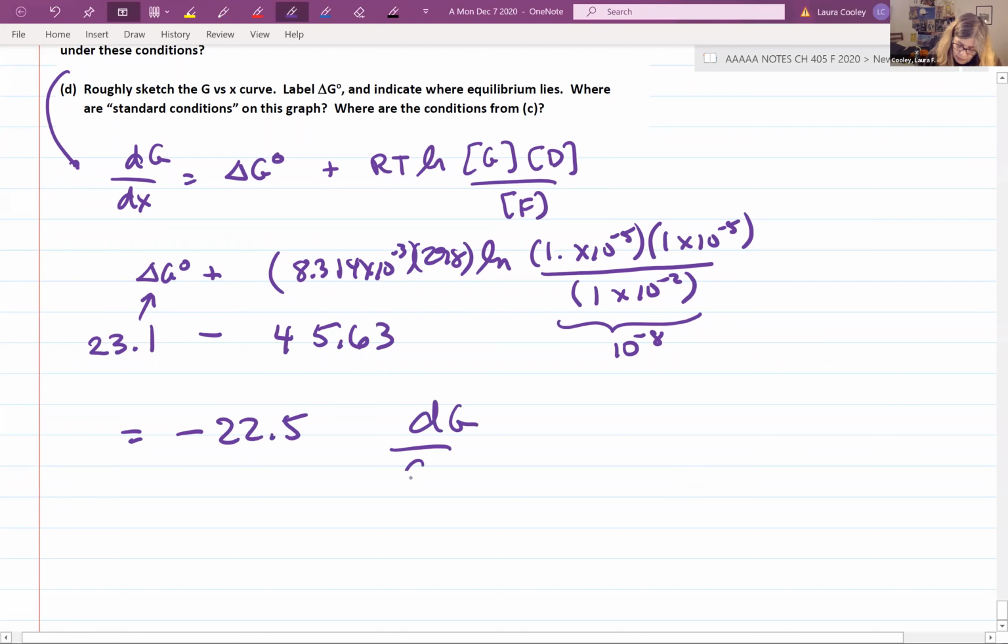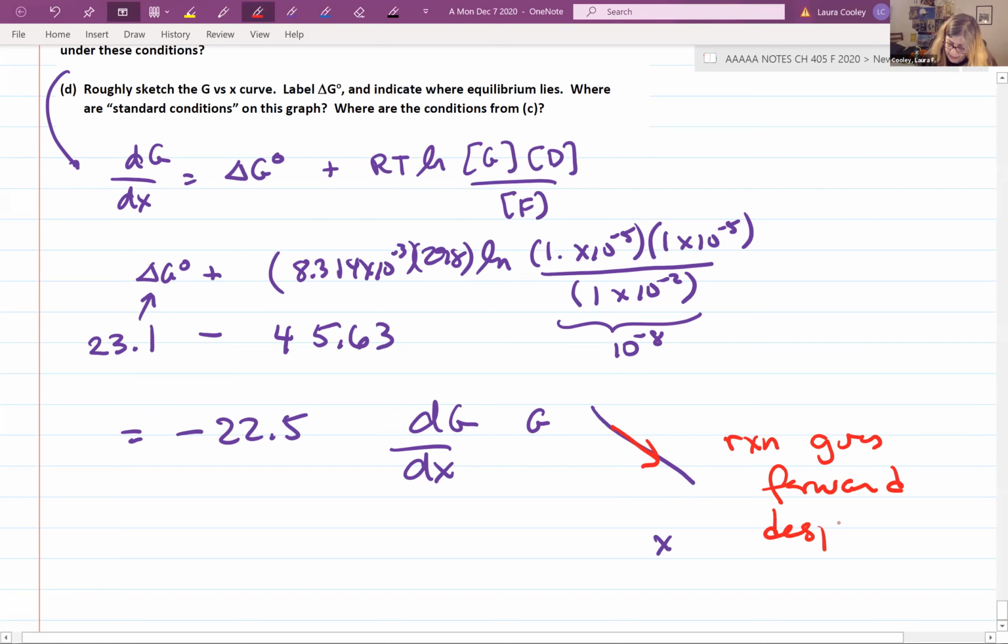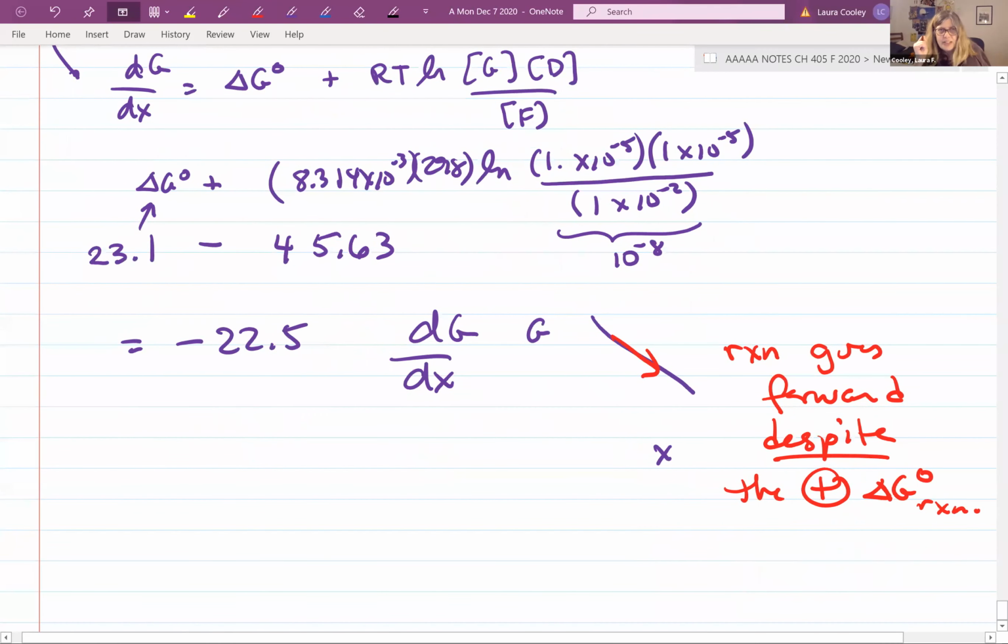So the slope is negative, right? This is a negative slope, okay? That means that the reaction is going to go forward. And this is despite the positive delta G0 for the reaction. Okay, so that's why you have to say if delta G0 is positive, the reaction goes in reverse under standard conditions. These are not standard conditions.